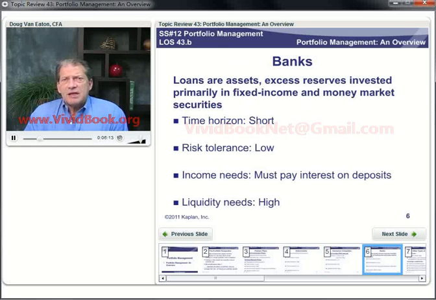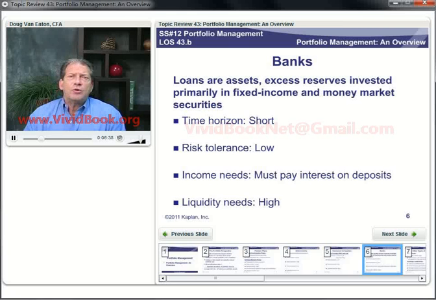Another type of investment portfolio is a bank, and for a bank, the loans that the bank makes are its assets. There are excess reserves that can be invested in fixed income securities, primarily money market securities and fairly low risk fixed income securities. Because we see for banks here, the risk tolerance is low and the time horizon is relatively short.